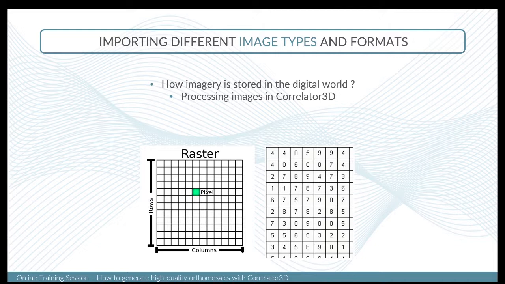In terms of format, the most common format will be a GeoTIFF, which is a TIFF with a geographic information header to store the position of your image. And we will support obviously the GeoTIFF. We also support a JPEG format and can be compressed or non-compressed. We recommend to process non-compressed images that will be faster. And so these formats are supported in Correlator3D for processing.